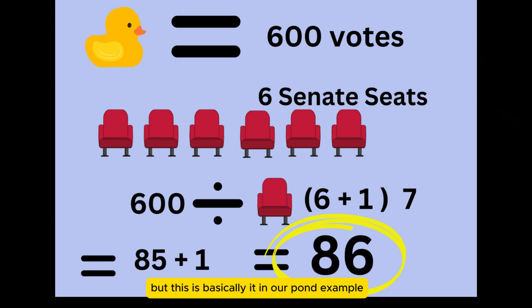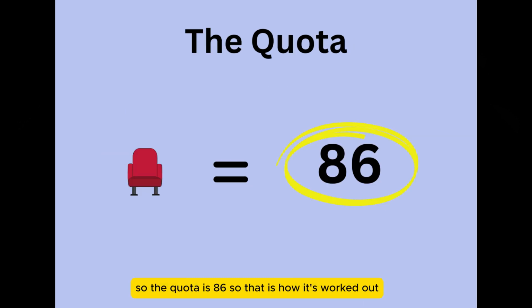In our pond example, there are 600 votes that are received. There are 6 Senate seats available. So the number of votes, 600, is divided by the number of Senate seats plus 1, which gives us our result of 85, and then we add 1 to that. So the quota is 86. So that is how it's worked out.